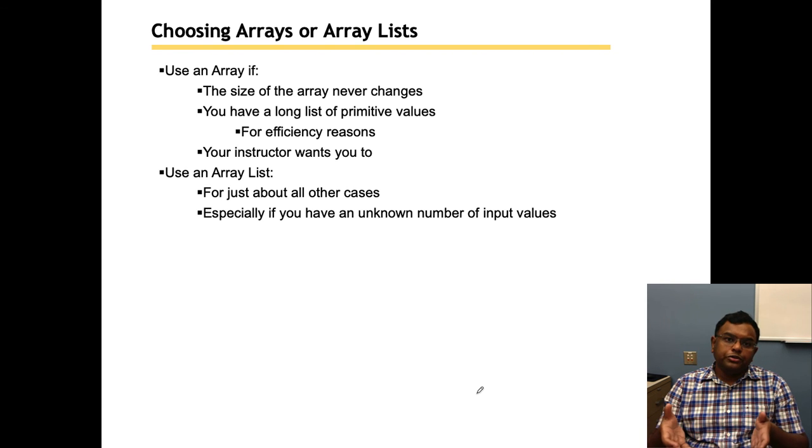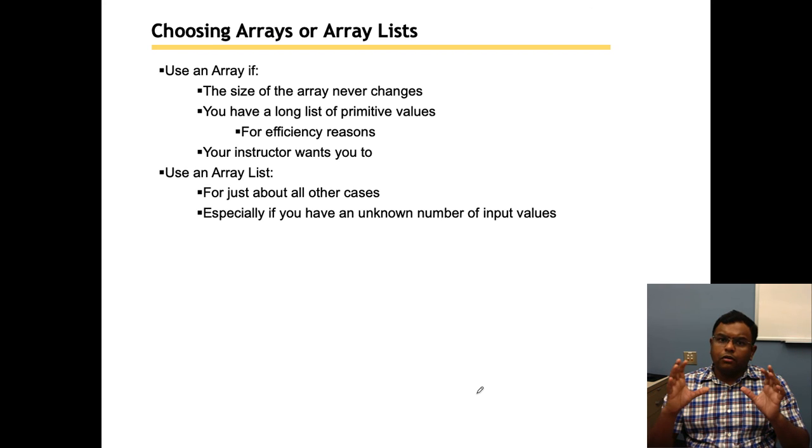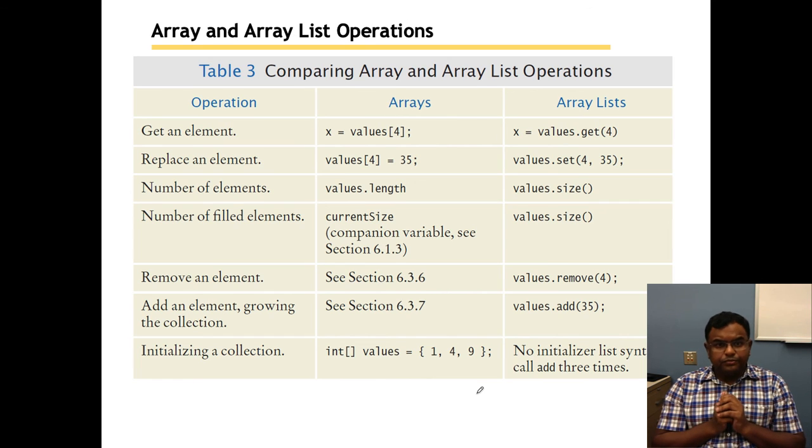Then when should you use array and when should you use array list? You should use array when you know what the size of your array will be, and it never changes. Then array is faster. You should use array list when you don't know what the size of your array will be, and it's very dynamic in nature. It changes throughout your code. Then you should use array list. This is the decision factor of choosing array versus array list, right?